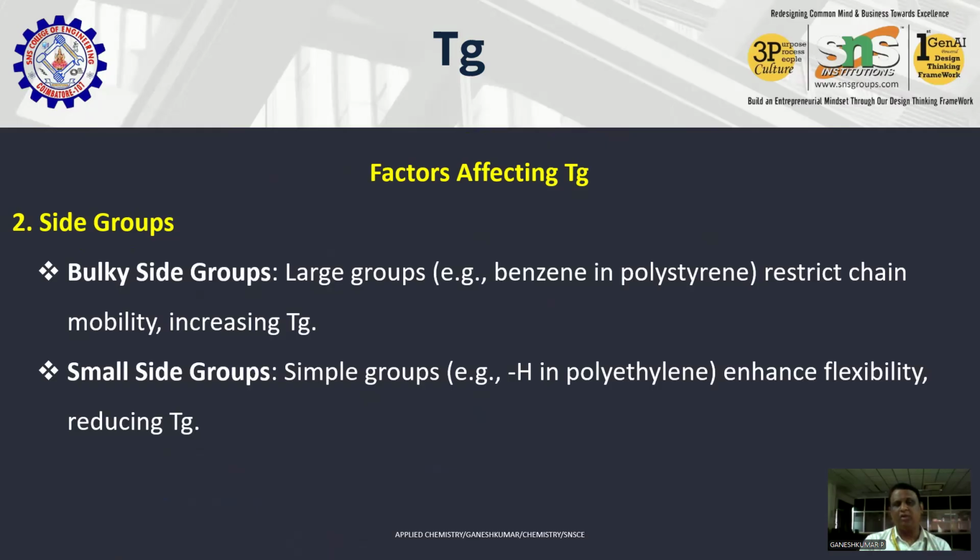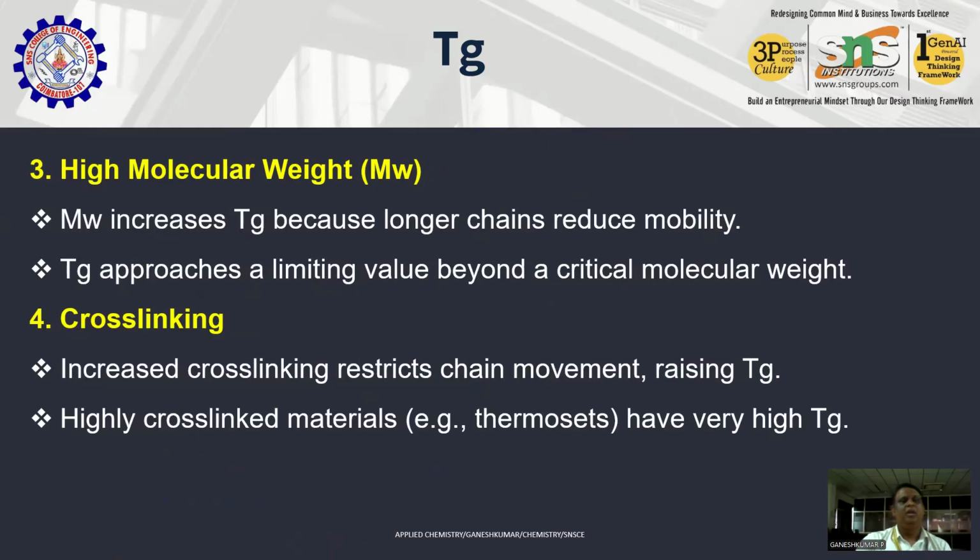If it is smaller, then the mobility can be increased, like hydrogen bonding. So there is flexibility, reducing the TG value. And the high molecular weight, MW: when the molecular weight increases, TG increases, because longer chains reduce mobility, while smaller chains have more chance of mobility. So more molecular weight, more TG. Simple, directly proportional to each other.